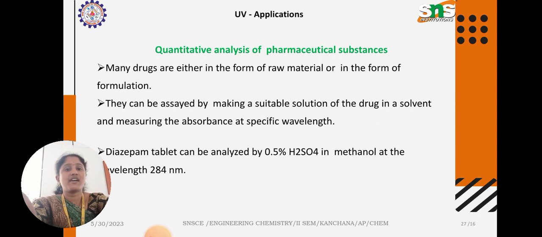Quantitative analysis of pharmaceutical substances. Many drugs are either in the form of raw material or in the form of formulation. They can be assayed by making a suitable solution of the drug in a solvent and measuring the absorbance at a specific wavelength.